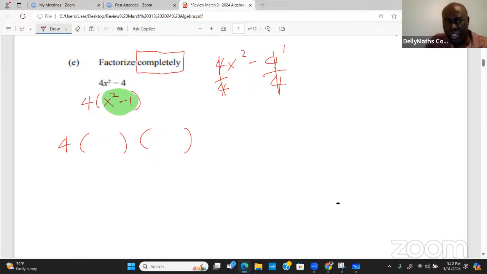So for example, the square root of x squared is x. The square root of 1 is 1. And we're going to repeat the same things. Because it's a difference of 2 squared, we're going to have a plus in one of our brackets and a minus. So there's going to be a plus here and a minus here. And this is what they want to see when they say factorize this completely.